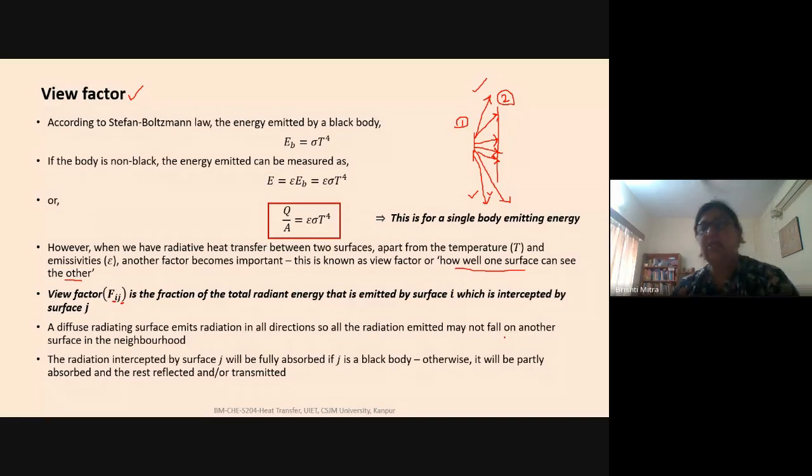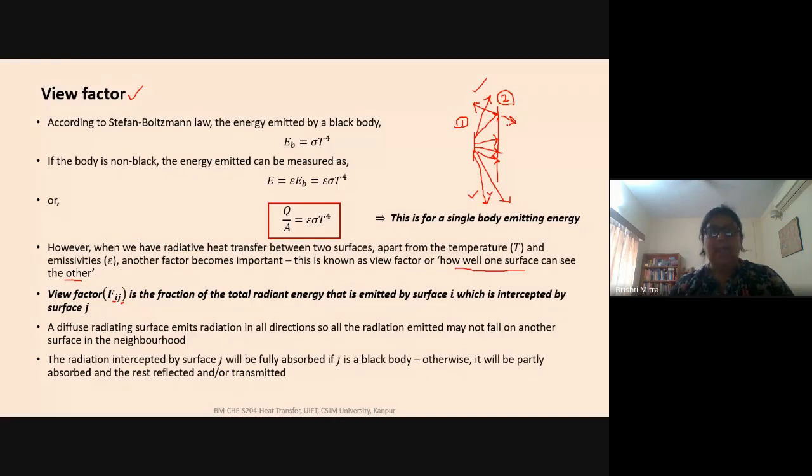So what does this mean? What I'm trying to say is that whatever radiation goes out of body 1 and falls on body 2, if body 2 is a black body, it will absorb all this radiation. If body 2 is not a black body, then part of this radiation can be reflected back, part of it can be transmitted through it, all kinds of things are possible.